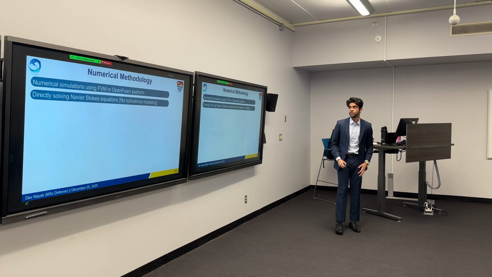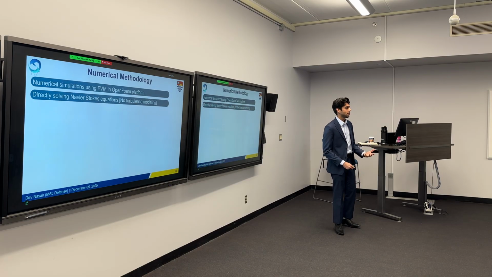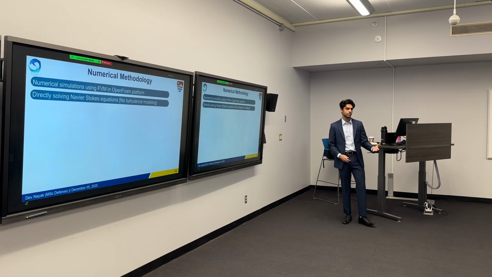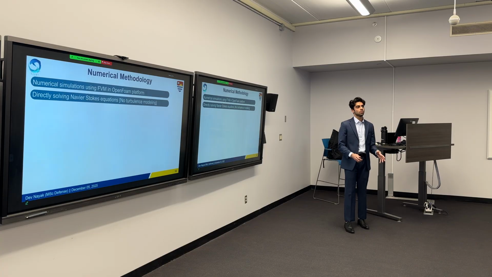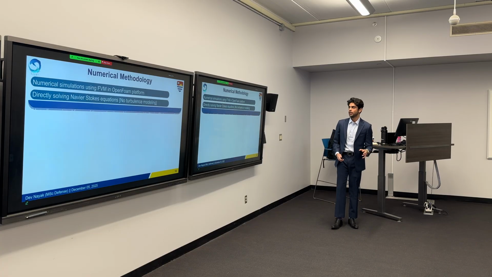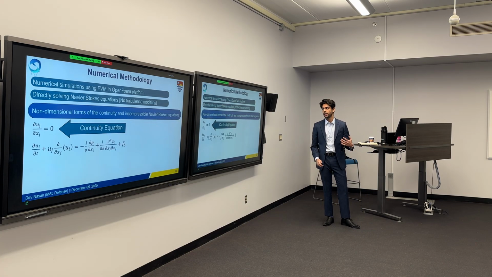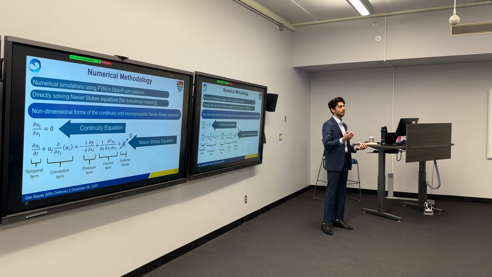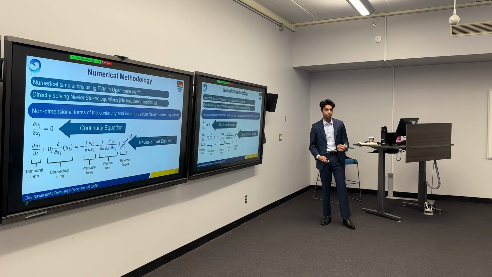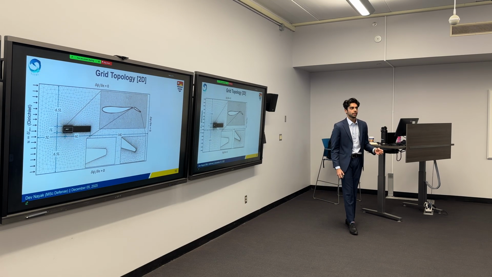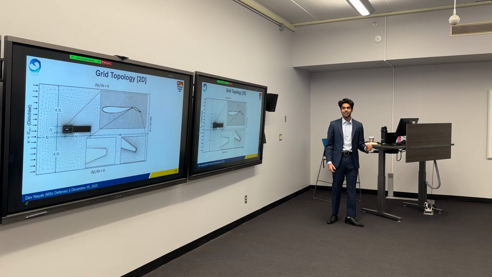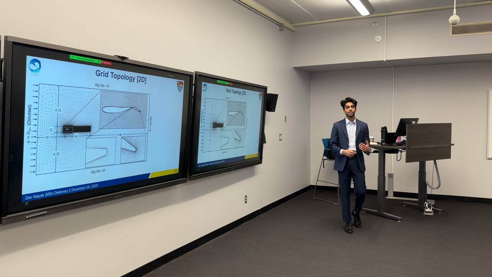Our numerical methodology is that we have used the finite volume method using the OpenFOAM platform, and we have directly solved the Navier-Stokes equation, and there was no turbulence modeling incorporated here. And these are the continuity equation and the Navier-Stokes equation. We do not have any external forces, so we only account for the viscous and the pressure term here. The grid is very important because it ensures that all of our results are valid. In my seminar, I did show the grid convergence and time step independence study, which is why it's not here.